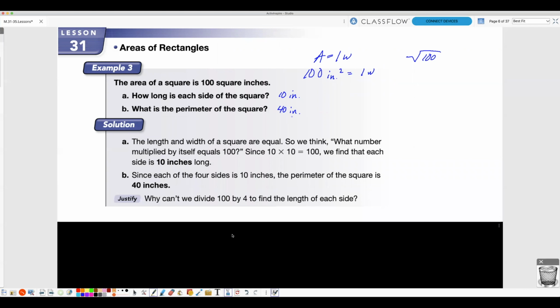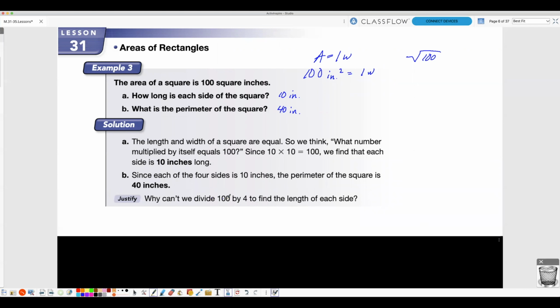perimeter. Why can't we divide 100 by 4 to find the length of each side? Because we're looking at area. We're not splitting it up into 4 equal parts. This is the area that's on the inside of the square. So it's how many square inches there would be to cover the inside of this particular square. Okay.